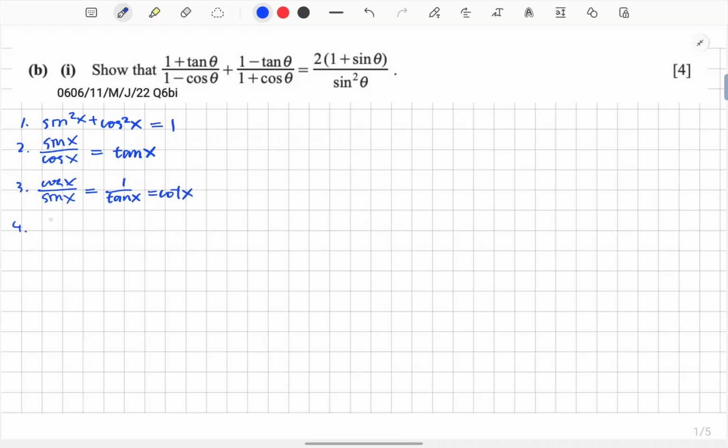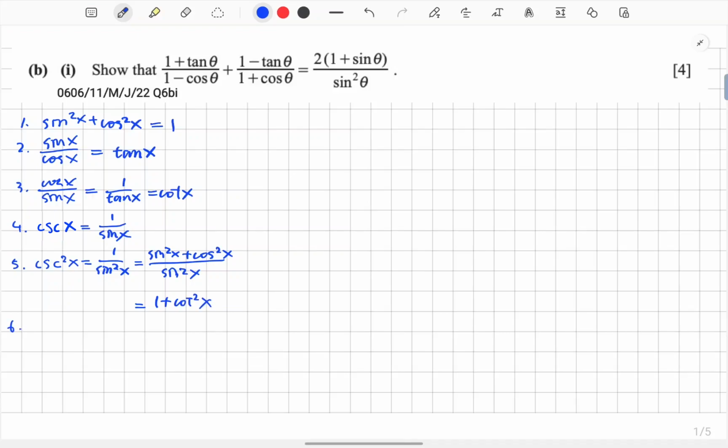The fourth one is cosecant x. It is 1 over sine x. And the fifth one is the extension of the previous one. Cosecant squared x can be written as 1 over sine squared x, according to the previous identity. And we can further expand 1 as sine squared x plus cosine squared x over sine squared x. Now we can divide individually. Sine squared x over sine squared x is 1. But cosine squared x over sine squared x will be cotangent squared x.